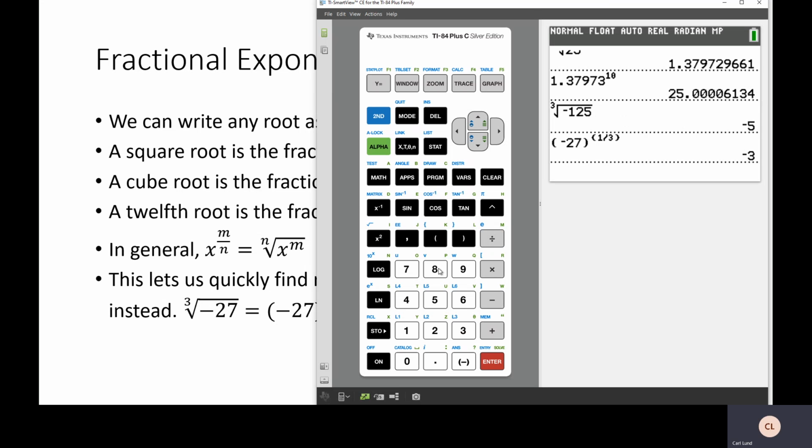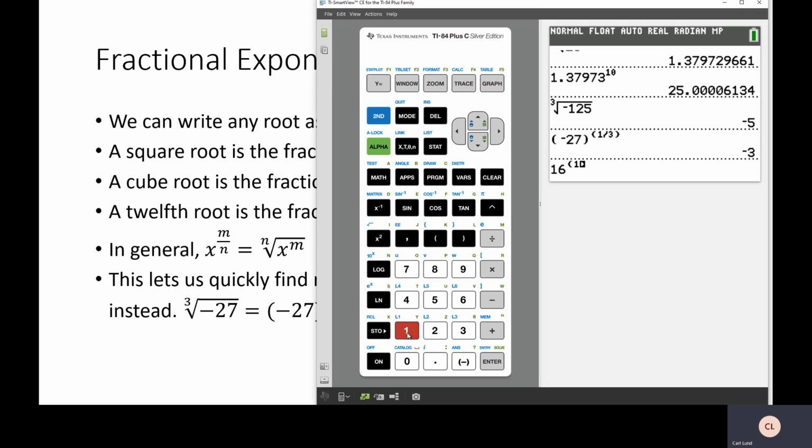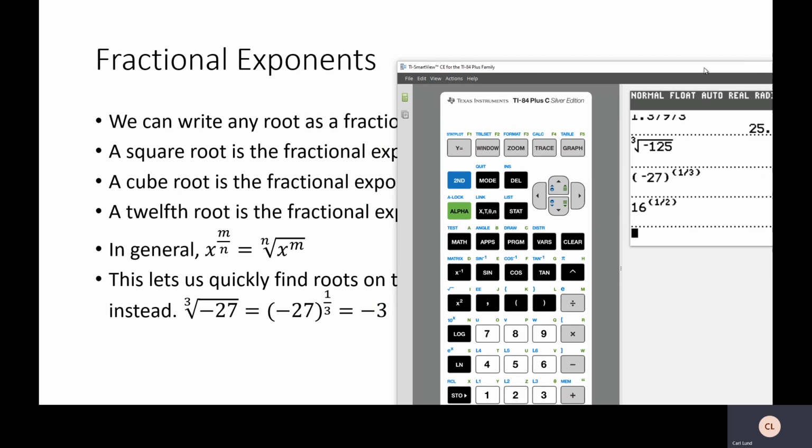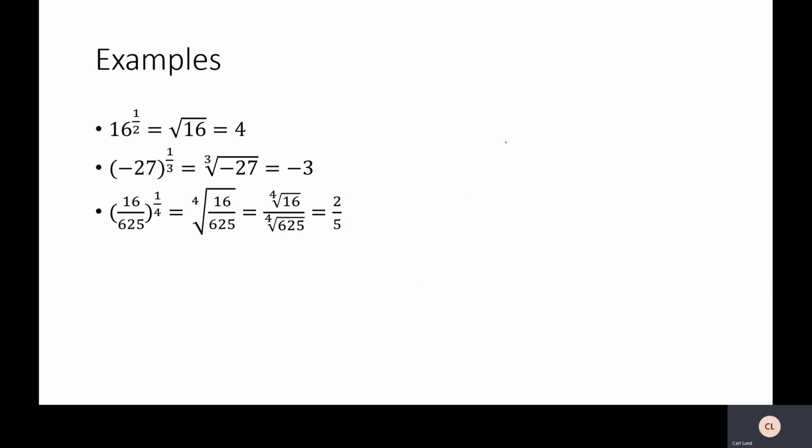And I get -3. This also works with square roots. If I wanted to find the square root of 16, I could take 16 to the 1/2. And I would say the square root of 16 is 4. Again, the principal square root. So here are some examples I just did.